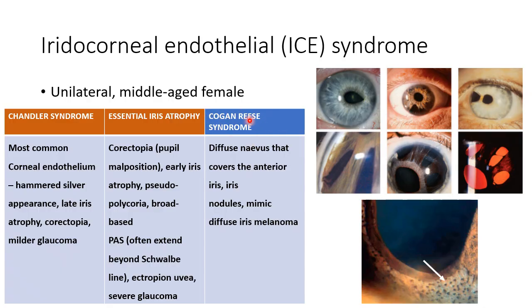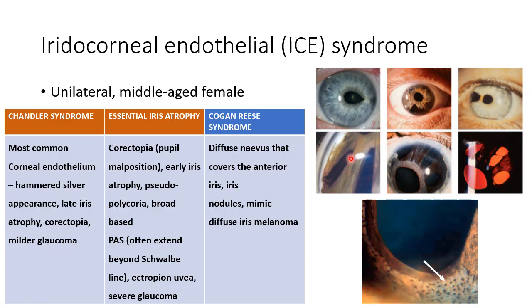And Cogan-Reese syndrome, the third type. Now here there is a diffuse nevus that covers the anterior iris. So this is the nevus, and you might find these iris nodules also. This is seen in Cogan-Reese syndrome. And this one might mimic an iris melanoma.